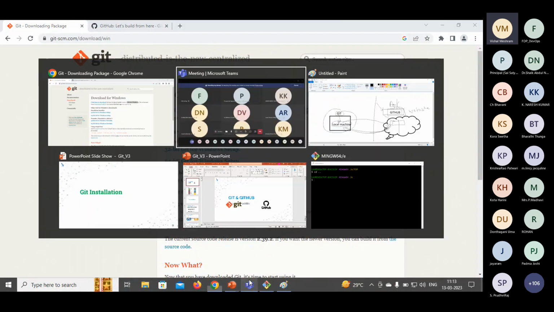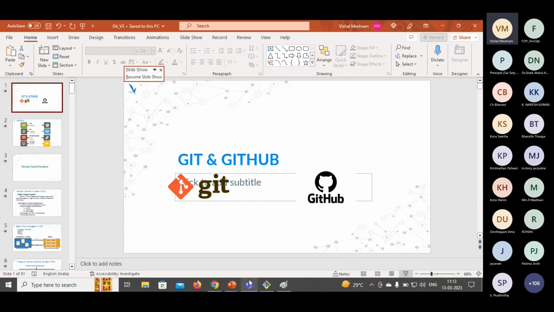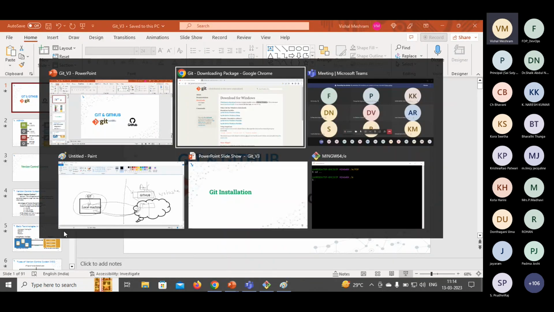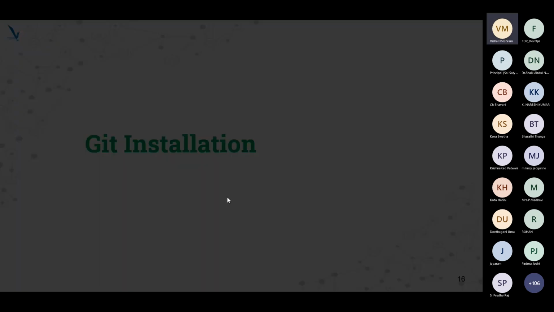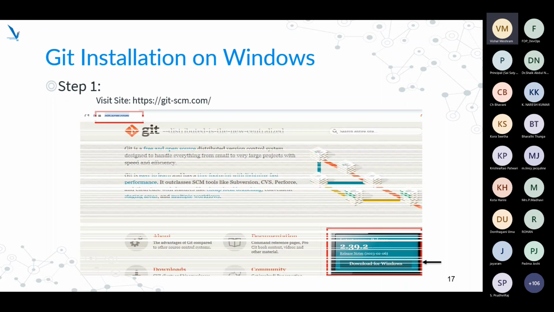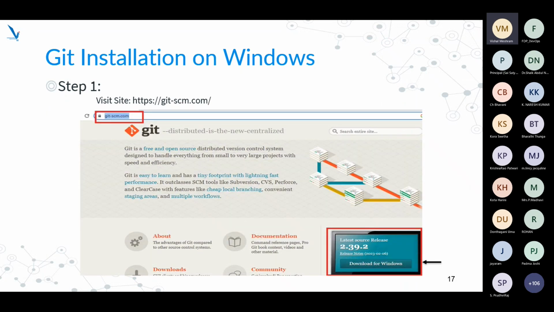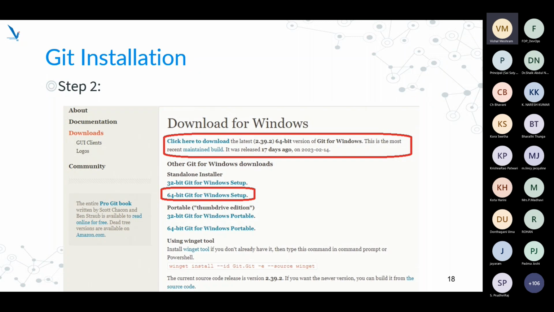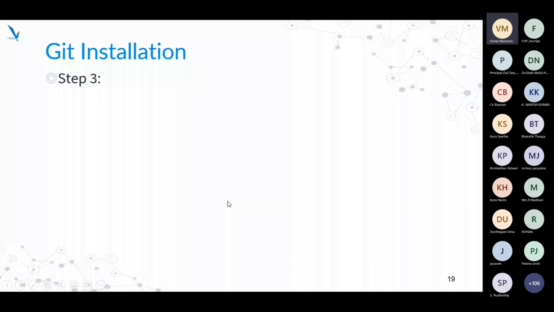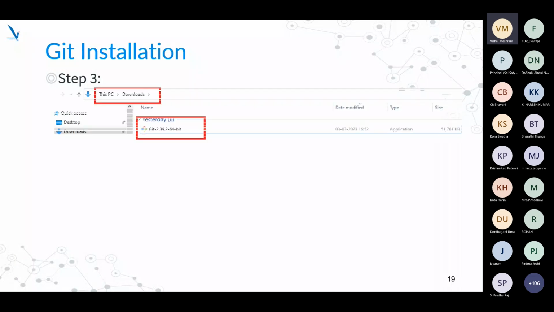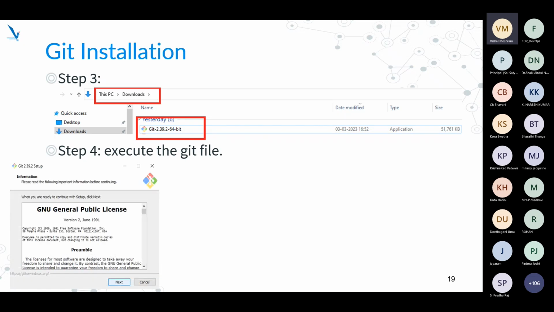So let me again go to the PPTs. Step one is to visit this website, then click on download for Windows. And here, as I showed you, click here to download the 64-bit Git for Windows version. Then once you get the executable file in your download folder, you can double click on this. Once you double click on this, it will be the normal installation setup. That's it.